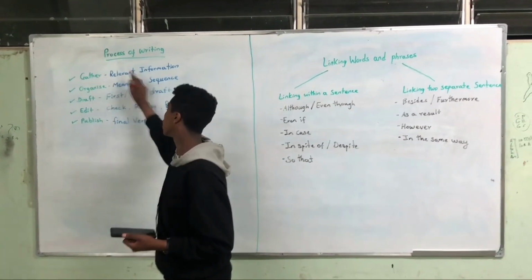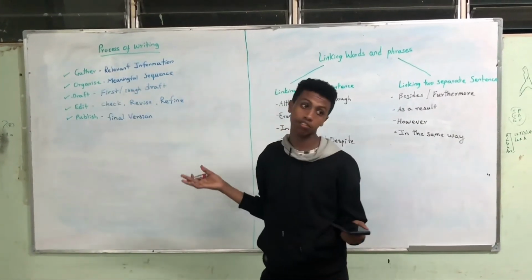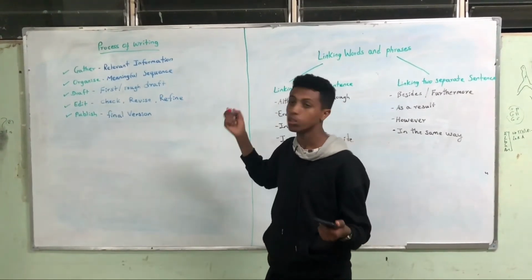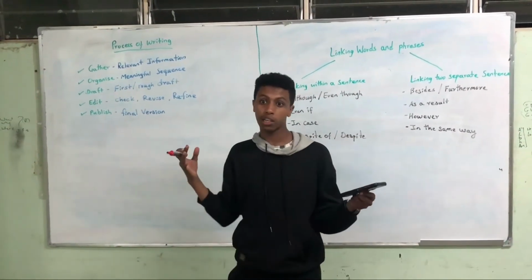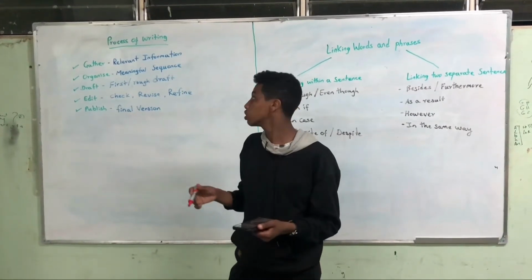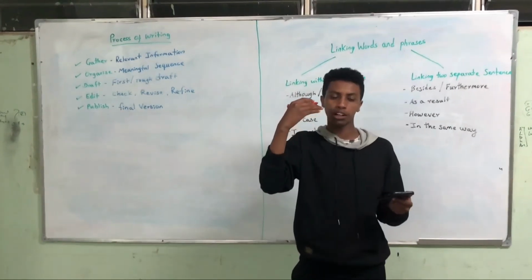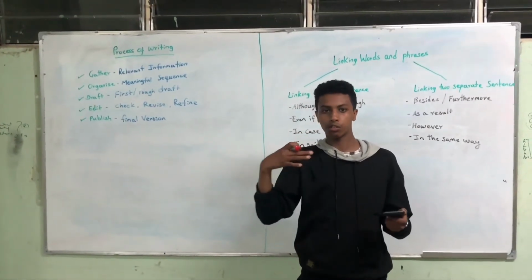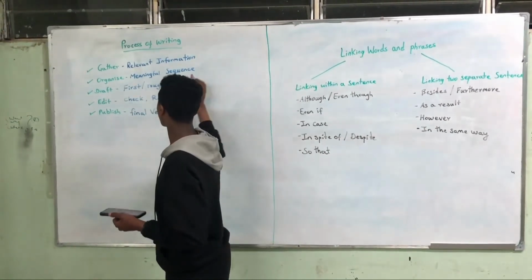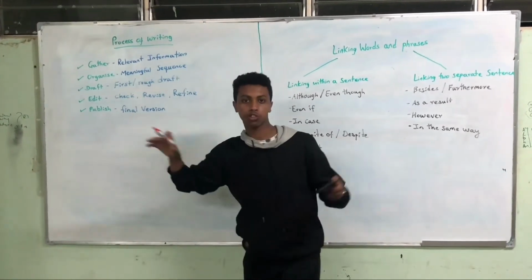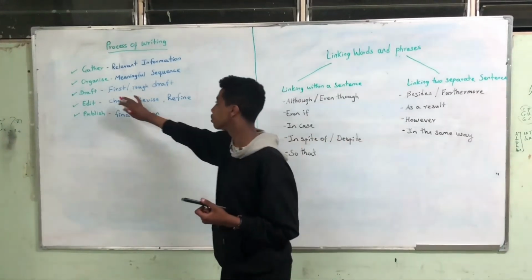First, we should gather relevant information. Information is essential for writing something. So first of all, we should gather information. That's the key thing that makes a paragraph, because if there is no information, the paragraph can't be a paragraph. The main idea should have information that we want to transfer to the audience or the reader. We get information from different sources. After that, we will organize it in a meaningful sequence, and we will do the first draft.